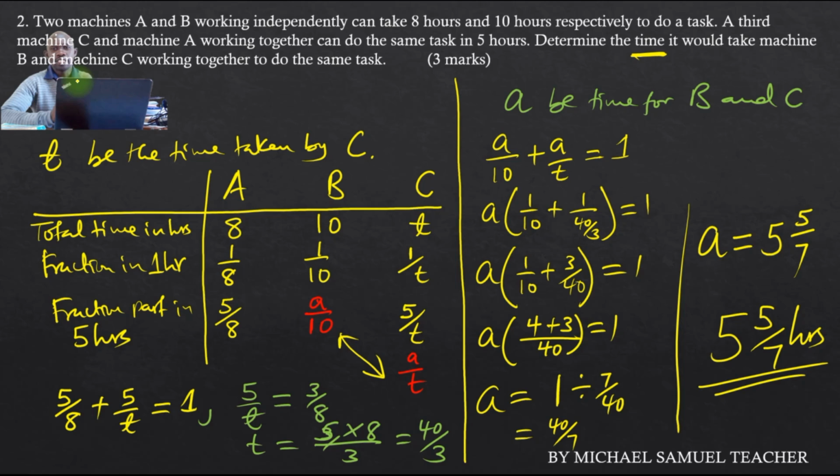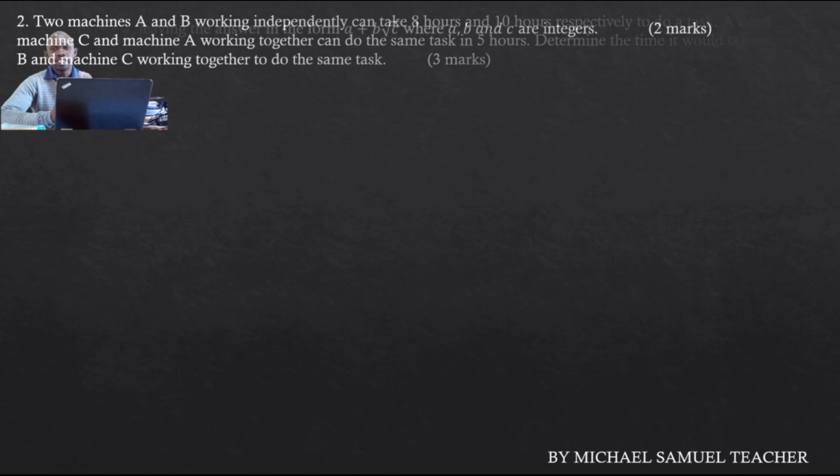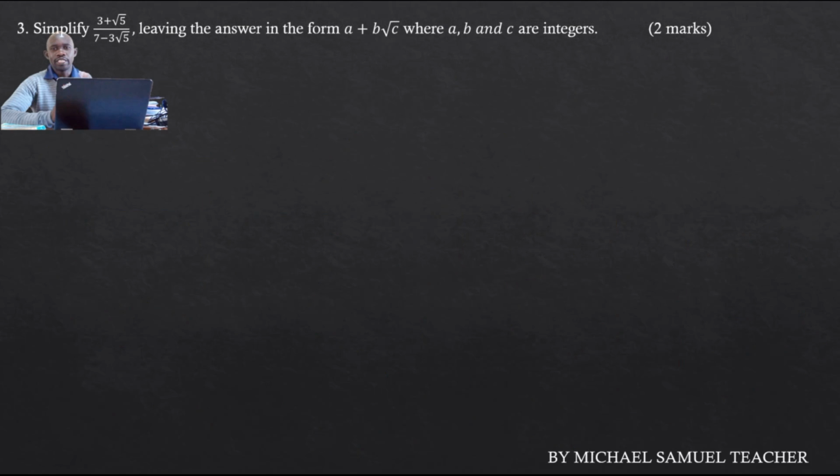We can move on to the next question, which is question 3. Simplify 3 plus root 5 all over 7 minus 3 root 5, leaving the answer in the form a plus b root c, where a, b, and c are integers. 2 marks.